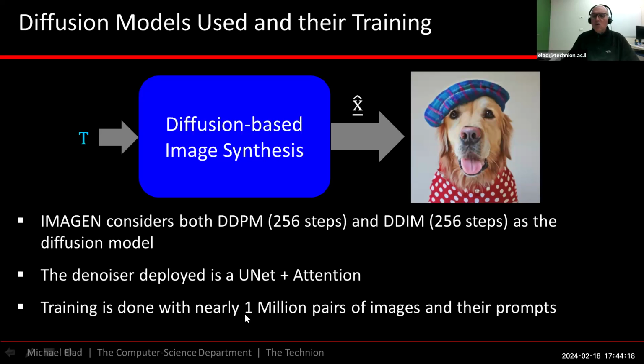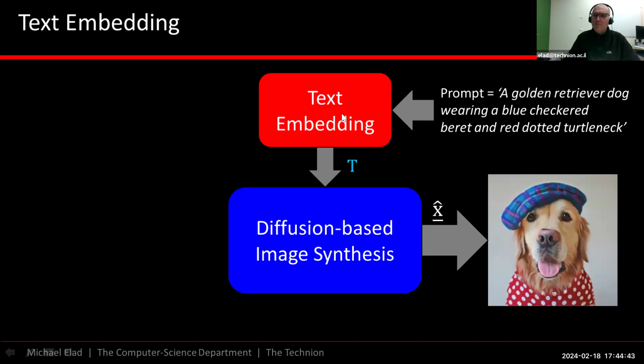Training of the denoiser uses 1 million pairs of images and their prompt. So you show me many such pairs, and the images are brought with different levels of noise, and the denoiser knows what to do and knows how to take the prompt into account. I remind you, the prompt is basically a long list of numbers, I think 2,000 numbers, I'm not sure, that embeds the prompt. Now let's talk about this embedding.